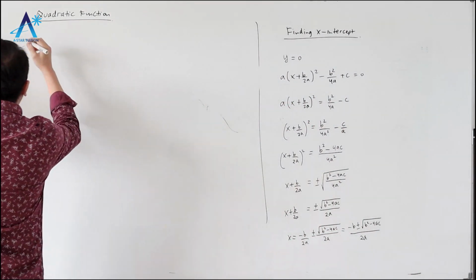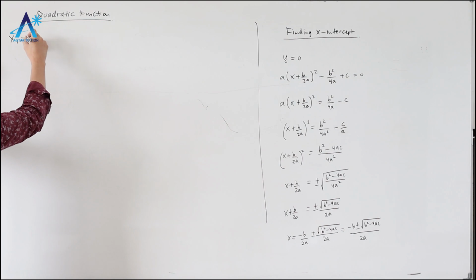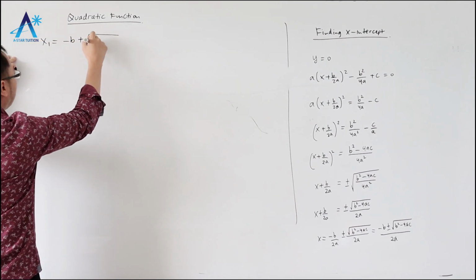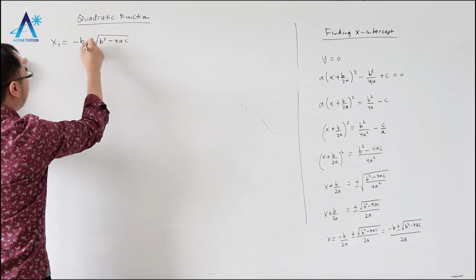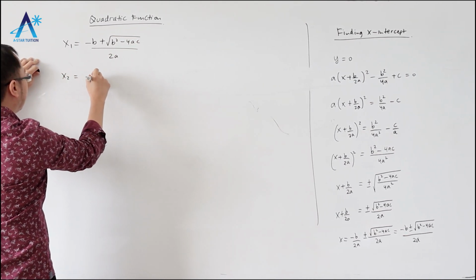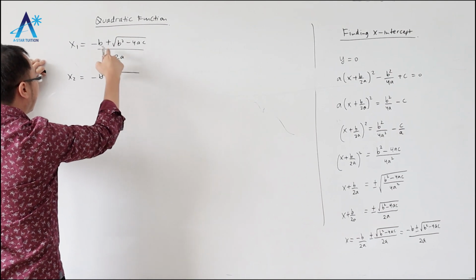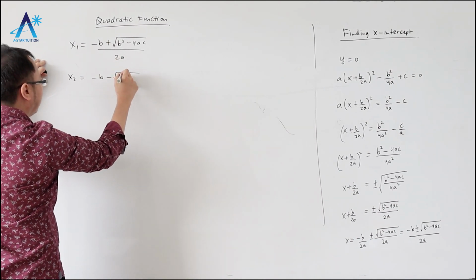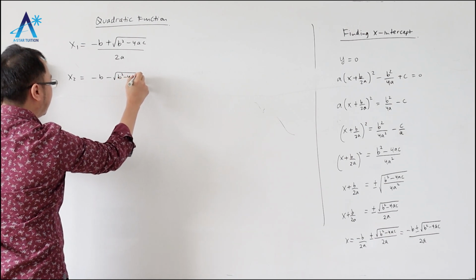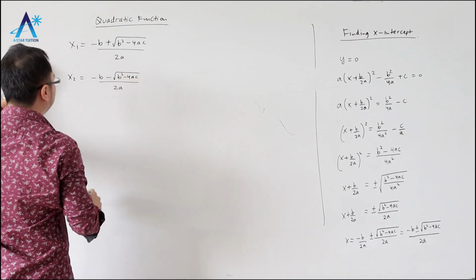Okay, next we're going to rewrite x1 as negative b plus the square root of b squared minus 4ac over 2a, while the second root is the negative portion. This is positive, this is negative: negative b minus the square root of b squared minus 4ac over 2a.